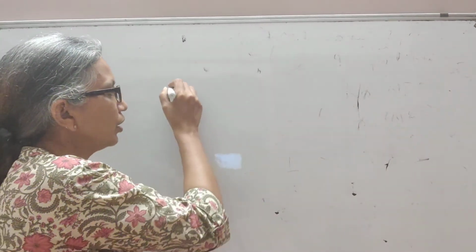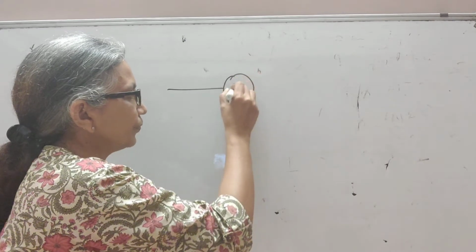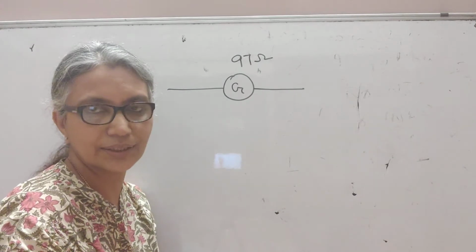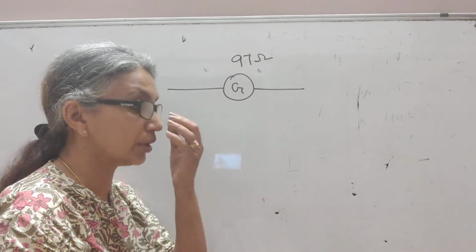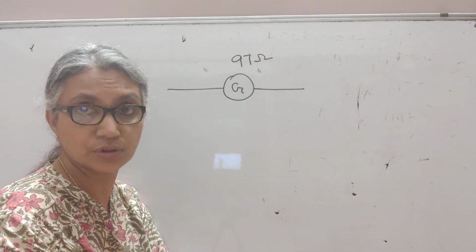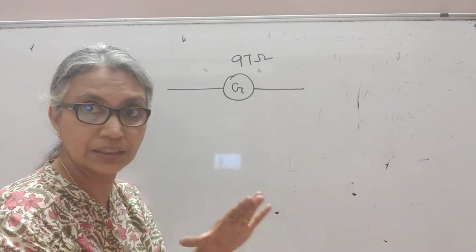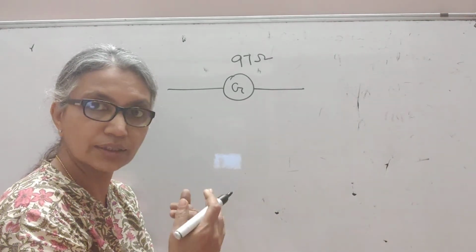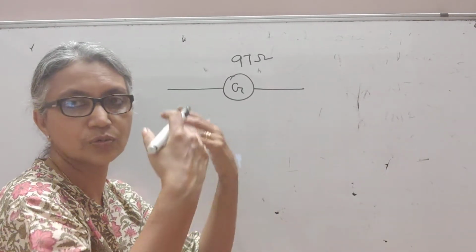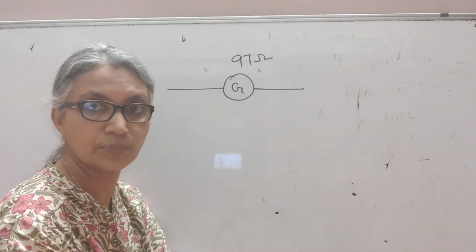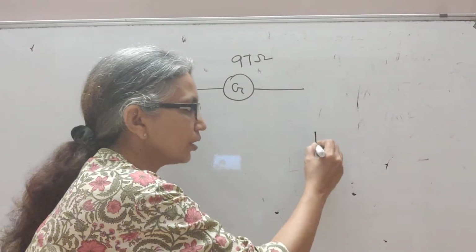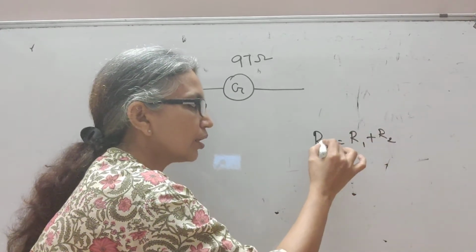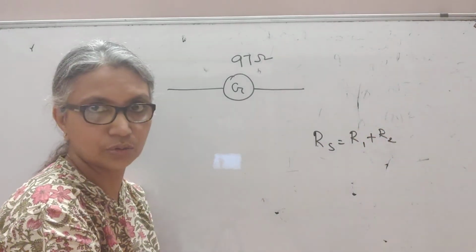So what you can do is, you take your galvanometer. In our example, it's just an example, we said it is 97 ohm. Now you want to reduce the galvanometer's resistance ideally to zero. Not possible, but we can bring it down. Now if you have two resistors and you connect them in series, the effective resistance will be added up and it will be greater than both the resistors, right? Because resistance in series is R1 plus R2. So this RS will be greater than R1 and greater than R2.